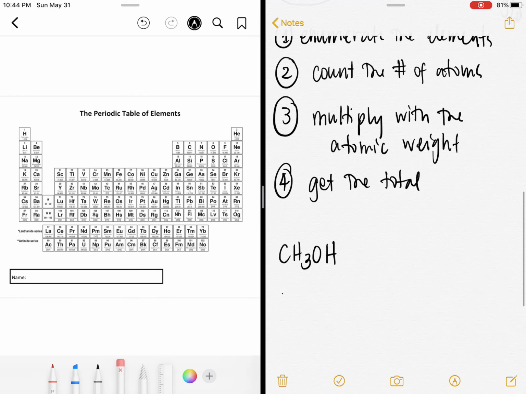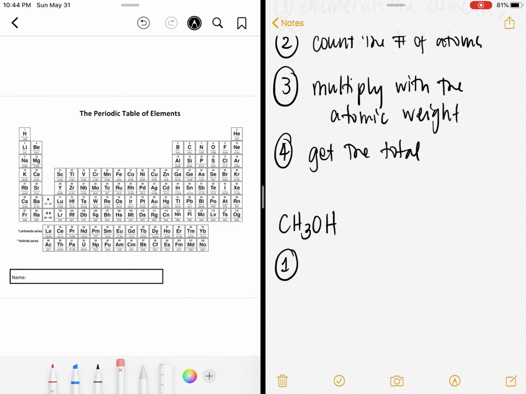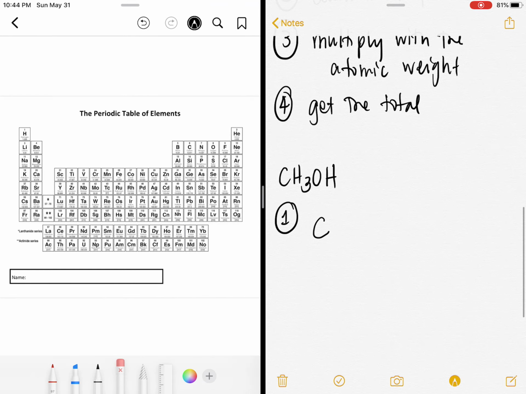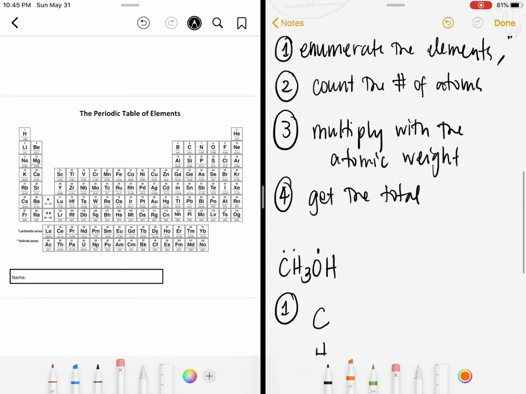Okay, so kunin natin yung molecular weight or molecular mass ng ating methanol. So, step 1, enumerate the elements. Ano yung mga elements dito? Meron kang carbon, meron kang hydrogen, meron kang oxygen. Tama po ba? That is the elements. 1, 2, and 3. You have 3 elements. Carbon, hydrogen, and oxygen. So, that is step 1.